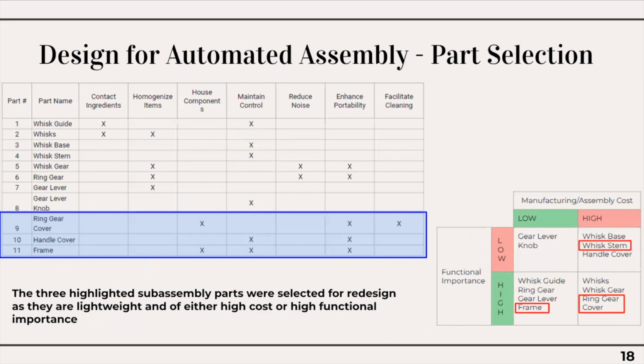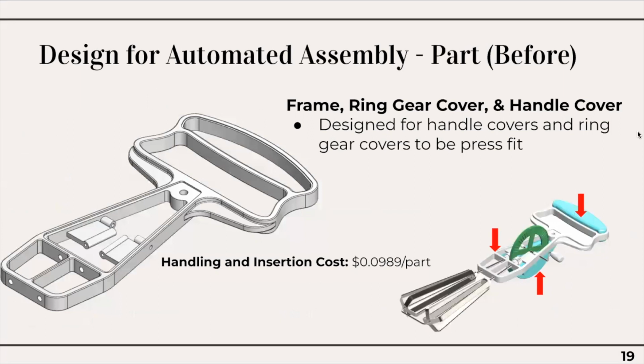For design for automated assembly, we chose to redesign the ring gear cover, the handle cover, and the frame because they are lightweight and of either high cost or high functional importance. Before redesign, the frame was designed to have the handle covers and ring gear covers press fit, snap fit into the frame, which is not ideal for automated assembly. With this, the handling and insertion cost was about 10 cents a part.